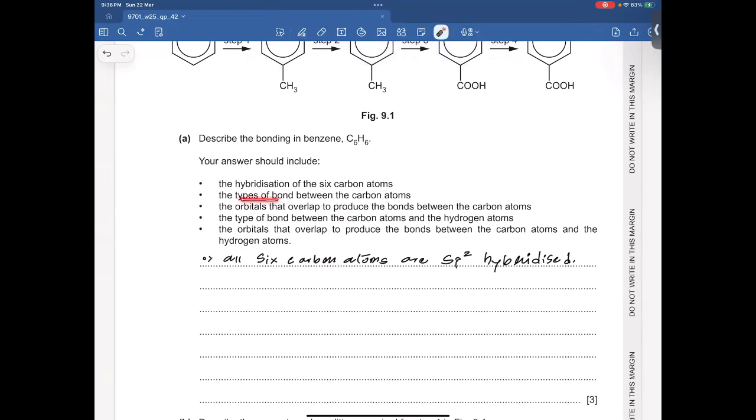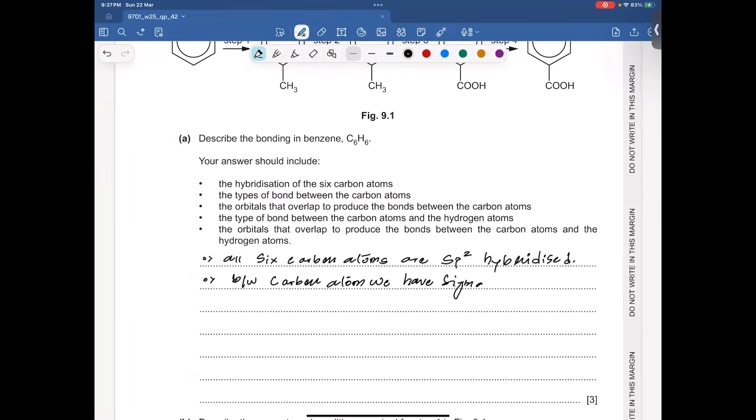Next, type of bond between carbon atoms, sigma bond and pi bond. So between carbon atoms, we have sigma and pi bond both.